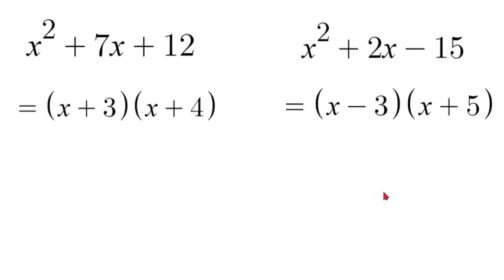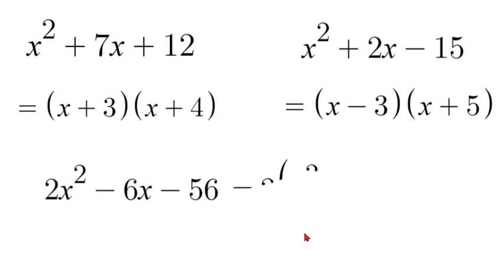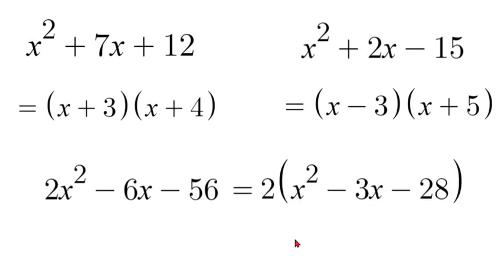So let's say we had a problem where we had 2 in front of our a value, our first value. So we had 2x squared minus 6x minus 56. Right away, we can factor out 2 to make the rest of it easier to factor. So if we factored out a 2, the 6 would change to a 3, and the 56 would change to a 28. So we would have 2 times x squared minus 3x minus 28.